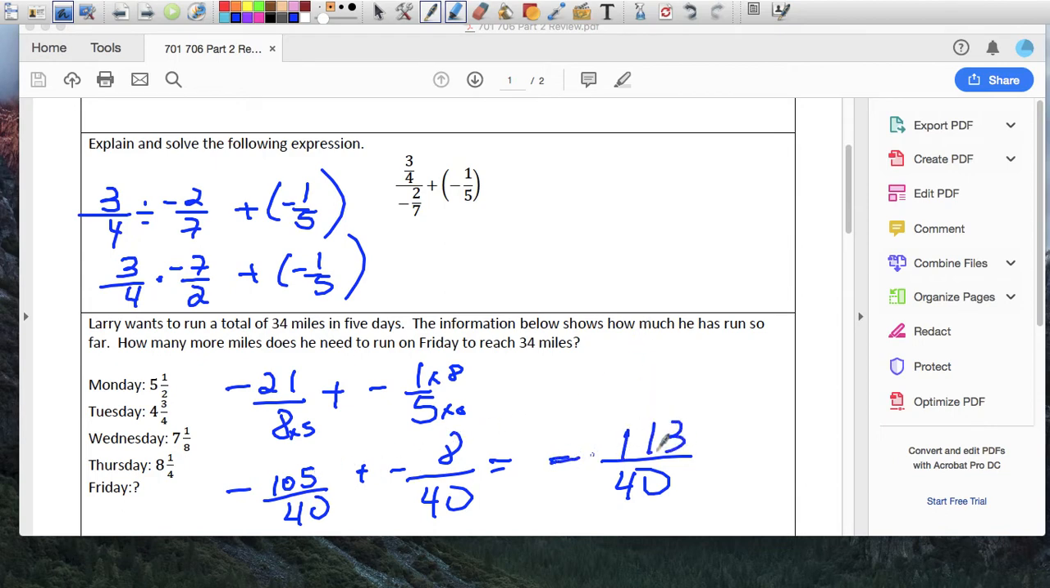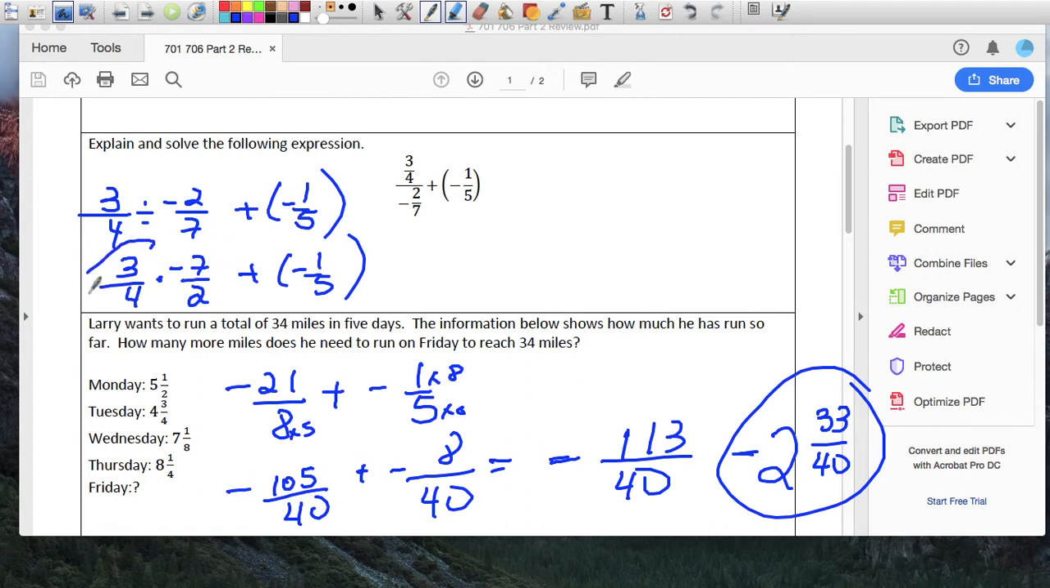So the final answer is negative 113 over 40, which if you want to change to a mixed number, again, remember it's going to be negative. 40 goes into 113 2 times, which is 80. 33 left over 40. Now, write all this in words. So first thing I did, I divided 3/4 by negative 2/7. I changed negative 2/7 to its reciprocal. I changed the division to multiplication, and I multiplied 3/4 times negative 7 over 2. Okay, and then talk about what happens here.